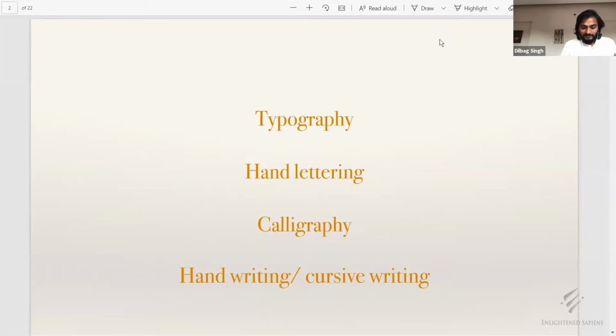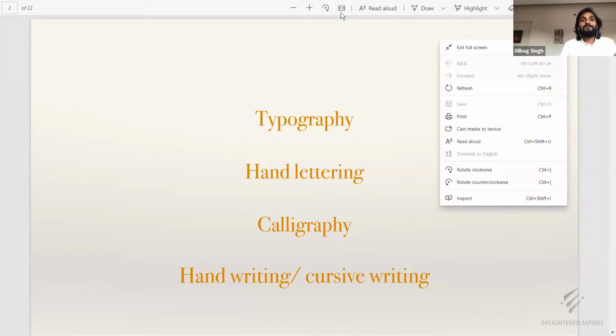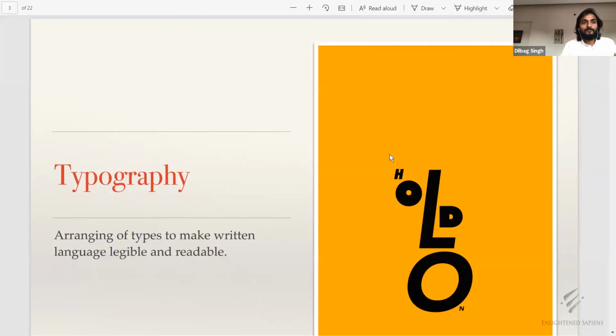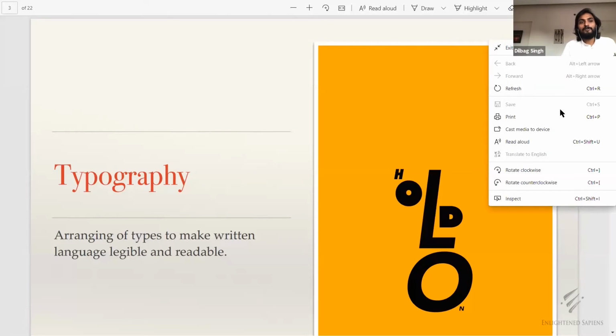Let's talk about these four things. Most of us see things but mix them with others. So typography, hand lettering, calligraphy, and handwriting or cursive writing, as we call it. How are these differentiated, how are they a family, and what is the relation between them? Let me take you through it quickly.